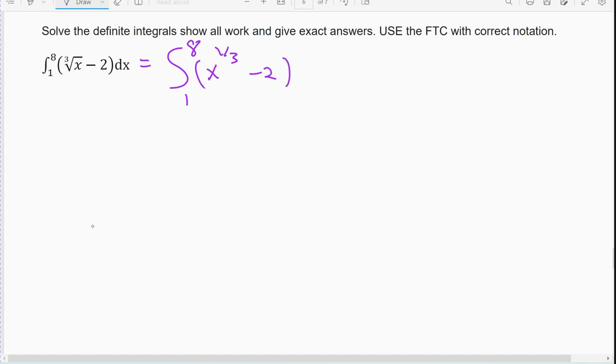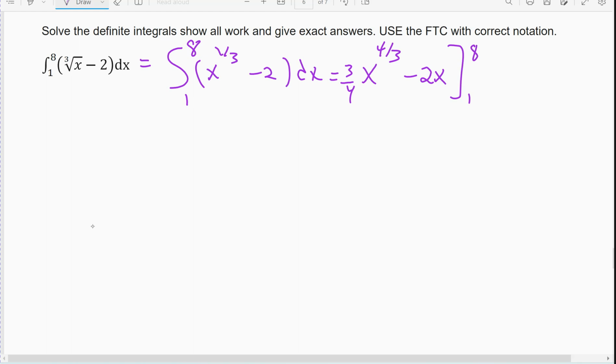Minus 2 stays the same. So the general antiderivative is I add 1 to my power, so I get 1/3 plus 1, which would be 3 over 3. So x to the 4/3, which we would divide by 4/3, but instead of dividing by the fraction, which gives me an improper expression, multiply by the reciprocal. So I'm going to multiply by 3/4. So 3/4 x to the 4/3 is the first part. And then negative 2x is the second part from 1 to 8.